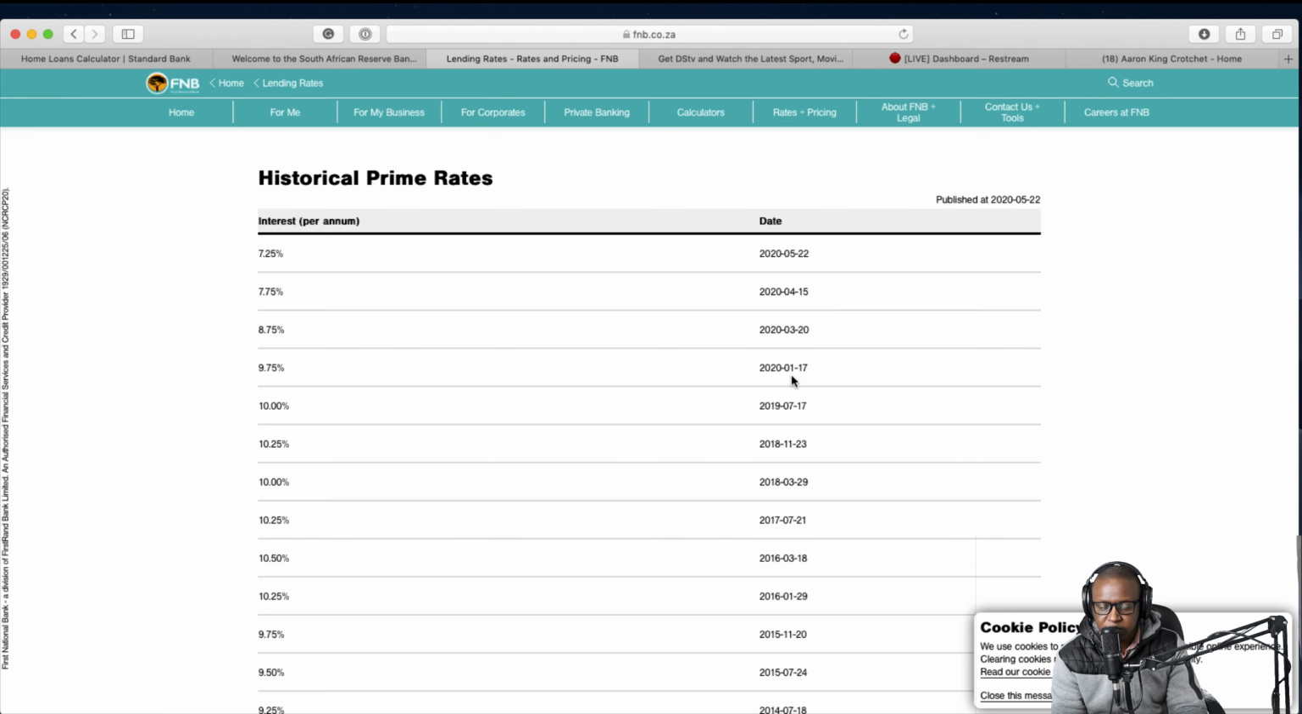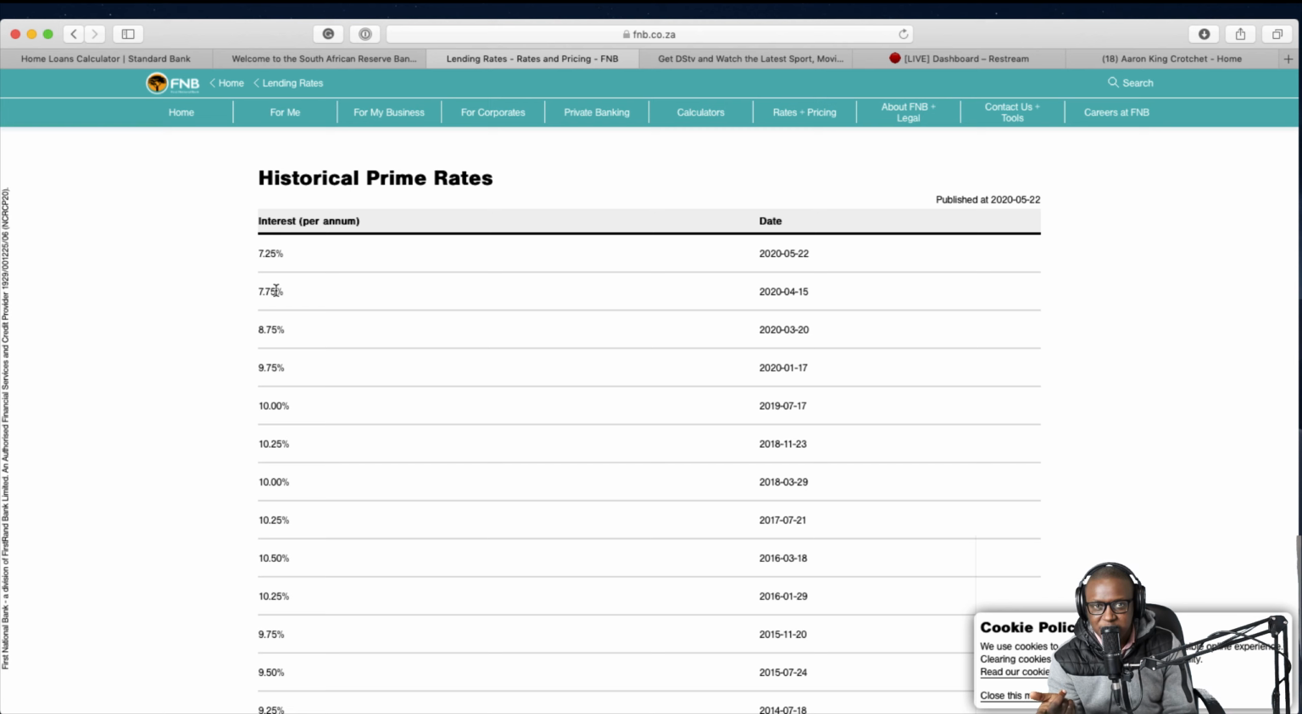So if you are on the variable rate, it means that your installment on your vehicle has changed 4 times already this year. Remember, in January the prime rate was 9.75. Then it was decreased by 100 basis points, which is 1%, from 9.75 to 8.75, which means that your installment decreased when they changed it. Then they changed it again on the 15th of April. They decreased it again by 100 basis points, so they decreased it by 1%.